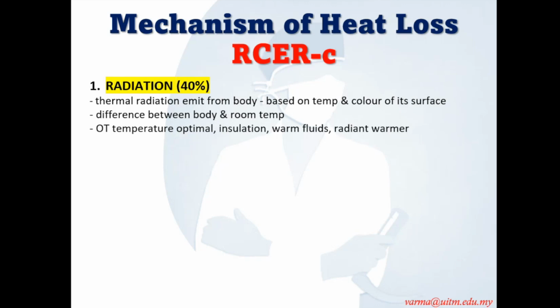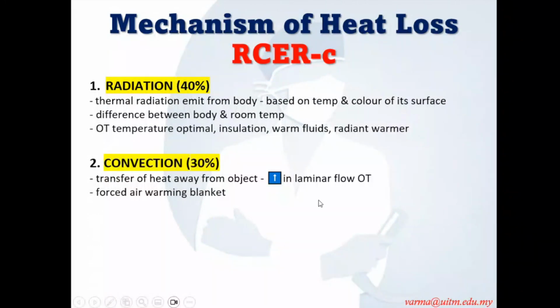The warming blanket acts like a barrier between the actual OT temperature and the patient's core temperature. The warming blanket is a bit warmer compared to the OT temperature, so not much of the core temperature is lost to the OT temperature. Okay. Next is convection. What is convection? Convection accounts for 30%. Convection is the transfer of heat away from the object.